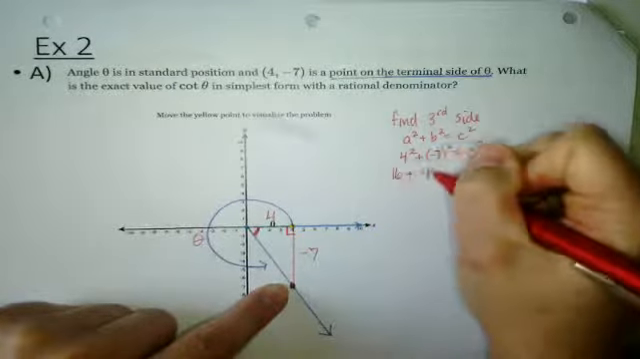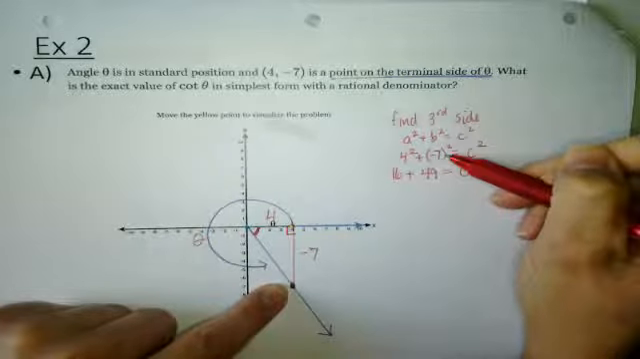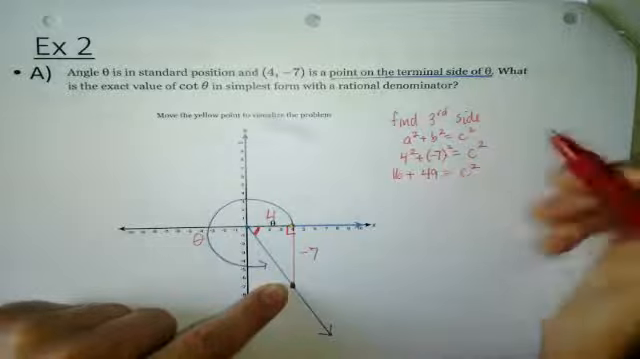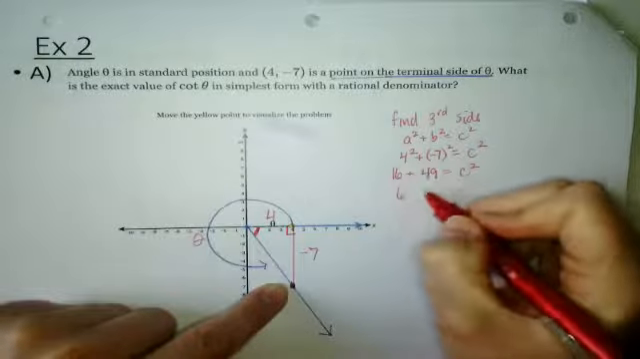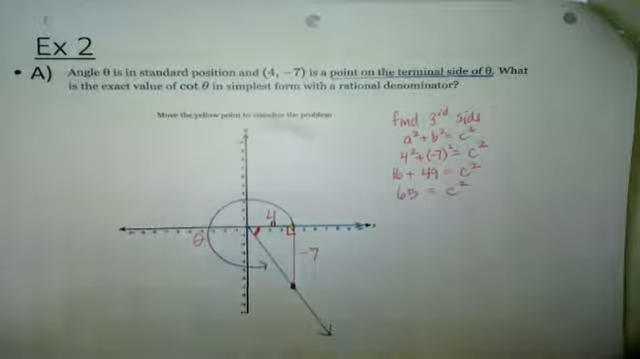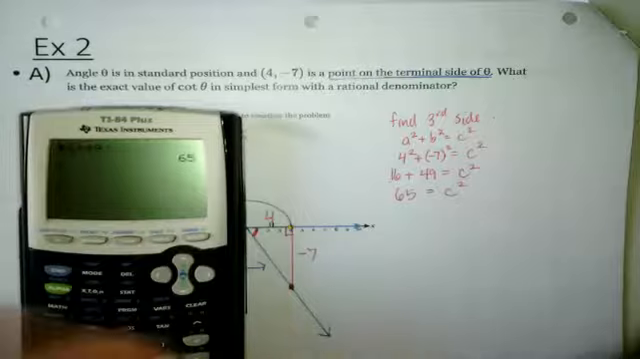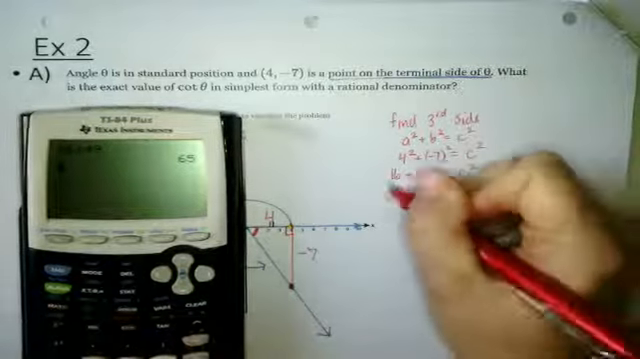16 plus 49 equals c squared. And remember, negative 7 times negative 7 is positive 49. That's going to be 65. I better double check my math here. Hold on. 16 plus 49, 65. Okay, good. And then we can take a square root of both sides.